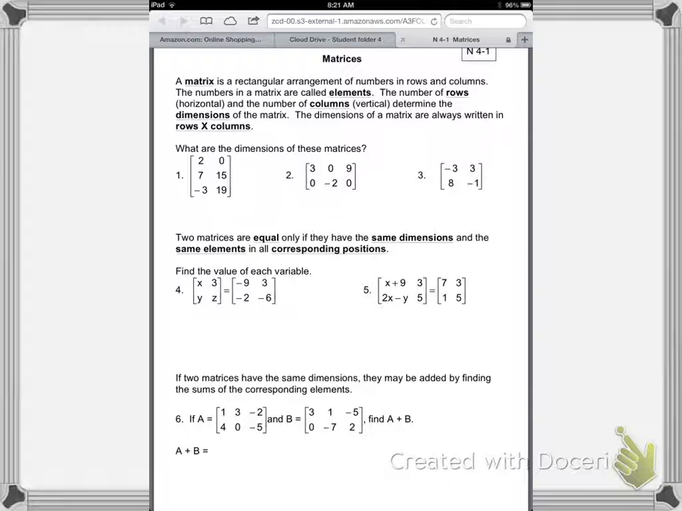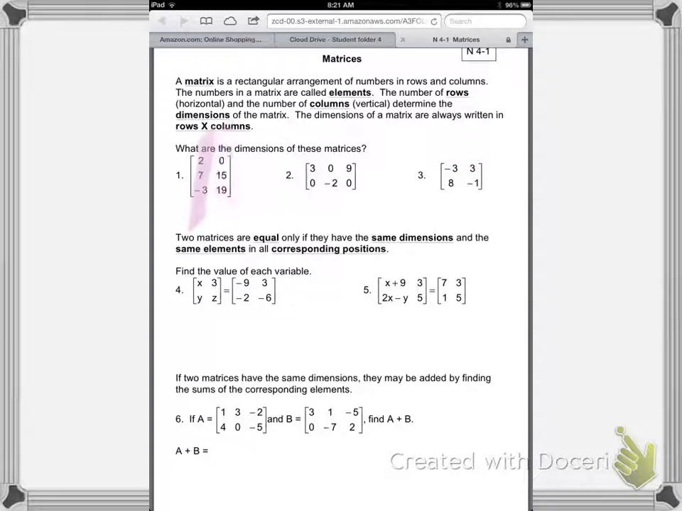All right, the number of rows and the number of columns. When we talk about matrices, these are rows, each of these, so there's 3 rows, and then the columns go this way, up and down. We define a matrix as the dimensions are always written rows first and then by columns.